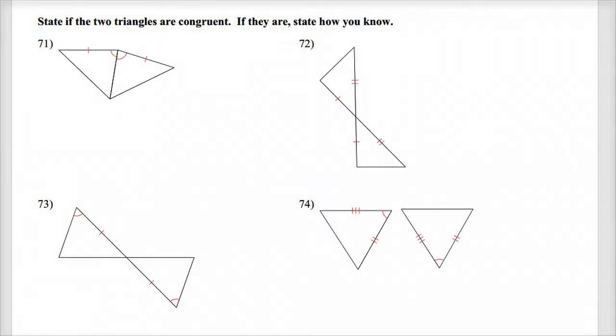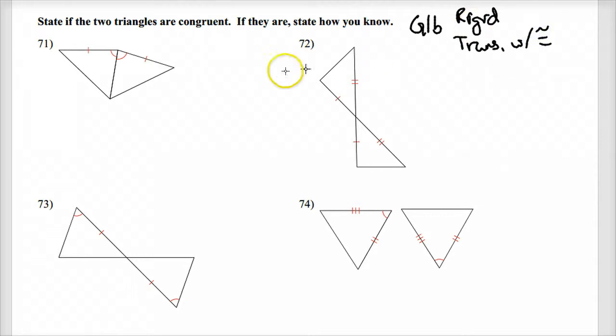Here we go. We've got unit G1b here. We're talking about rigid transformation with congruence, triangle congruence pretty much. So state if the two triangles are congruent.